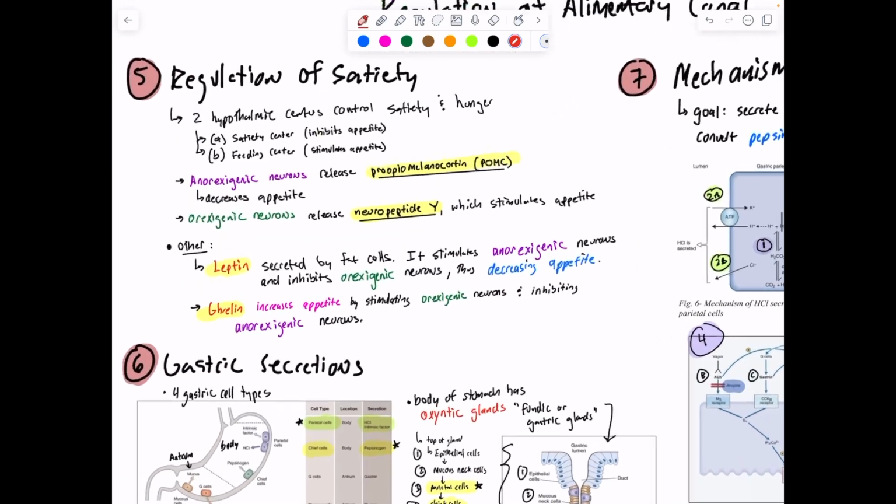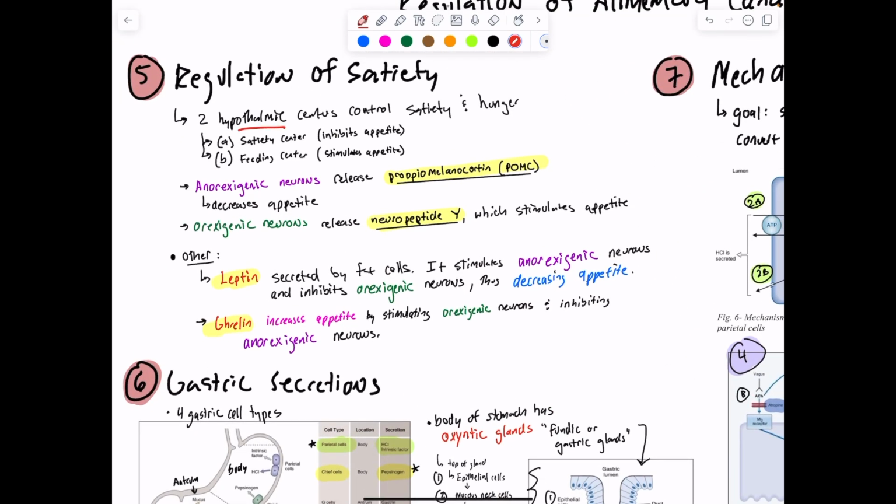All right, so then regulation of satiety, you know how full you are. You have two hypothalamic centers, which control satiety and hunger. You have the satiety center, which inhibits appetite and makes you feel more satiated, I suppose. And then you have the feeding center, which stimulates appetite.